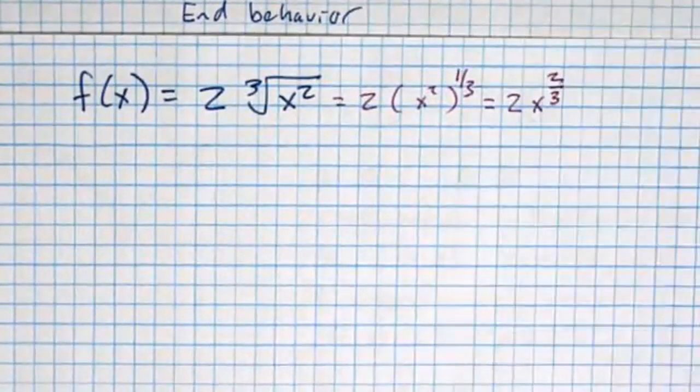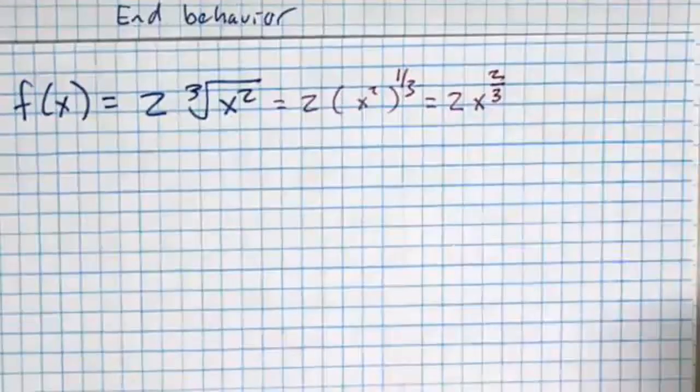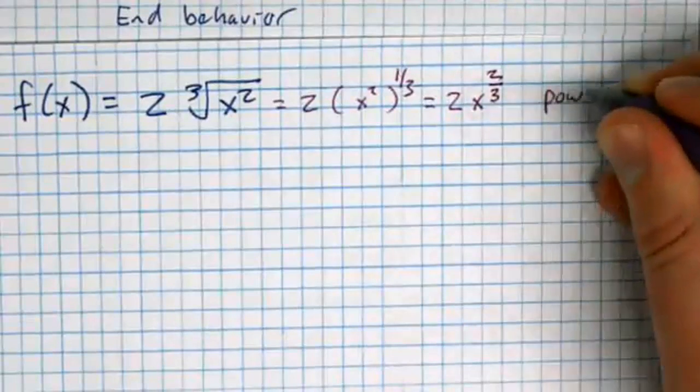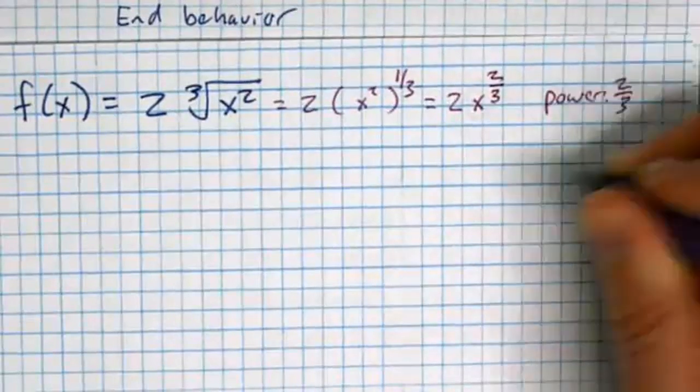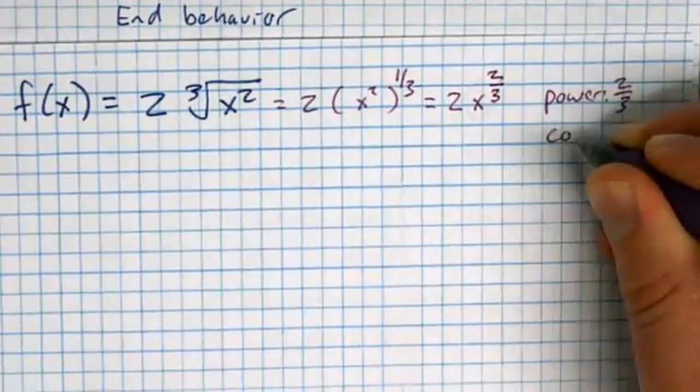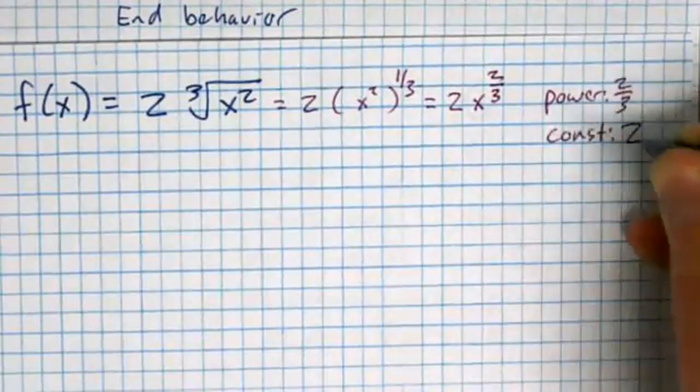If you're super confident with how to deal with exponents, then logs are going to be nice and easy for you because it's the same rules. Logs are just exponents. And that looks like a power function to me. Power is 2/3, constant of variation. Great.